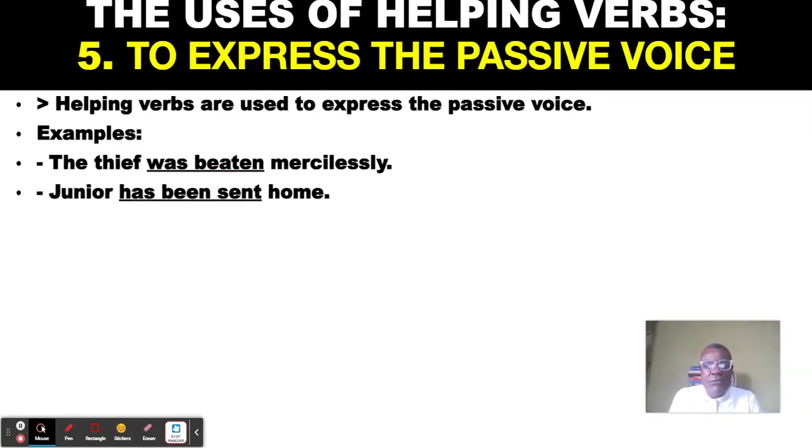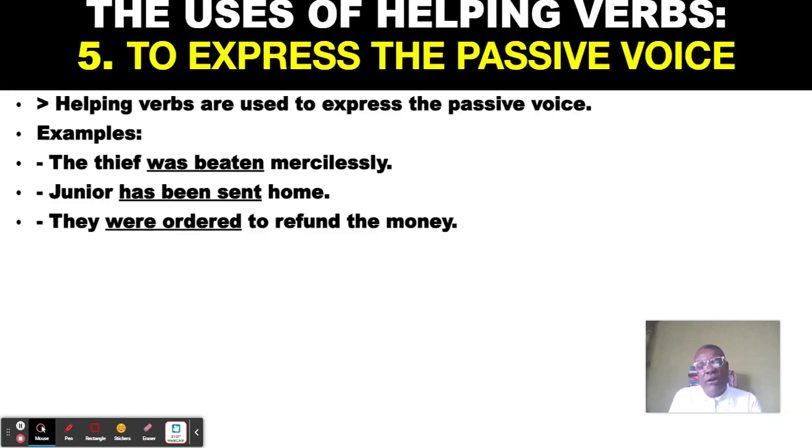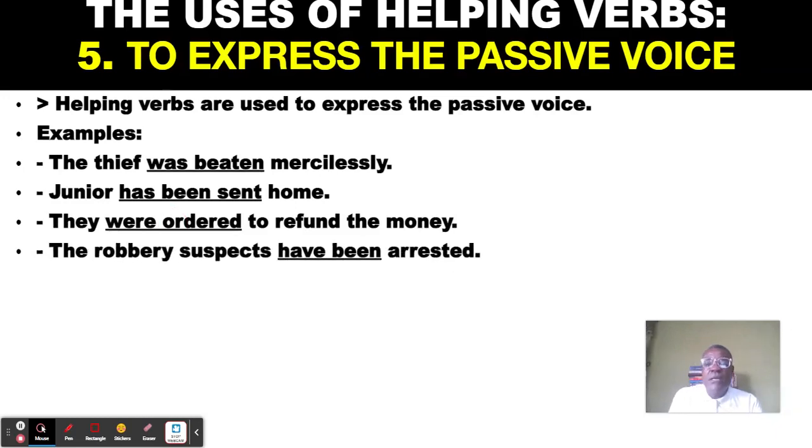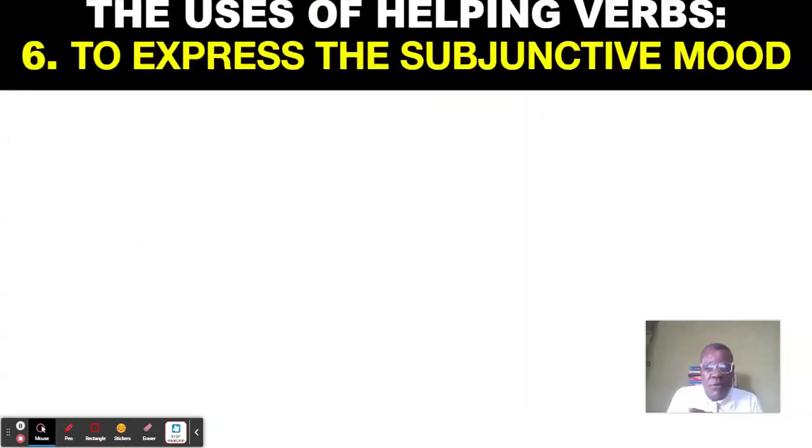Junior has been sent home. It wasn't Junior who sent someone home. Junior was the one who was sent home. Junior has been sent home. They were ordered to refund the money. The robbery suspects have been arrested. These are all instances of the passive voice.